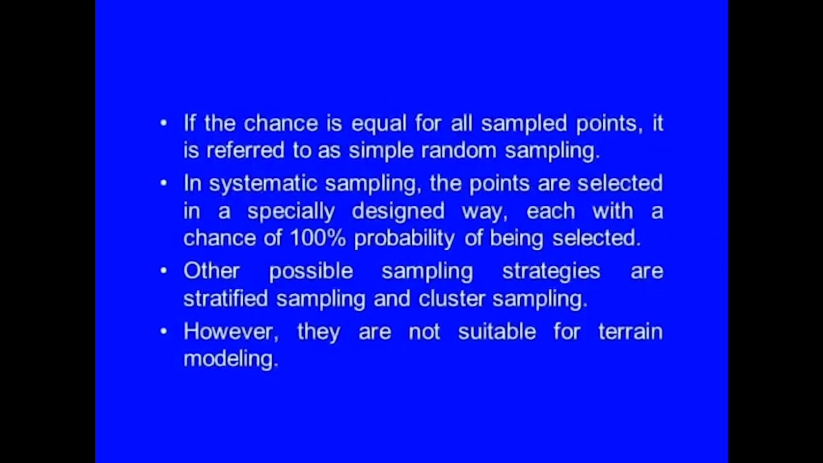If the chance is equal to all sampled points, it is referred to as simple random sampling. In systematic sampling, the points are selected in a specifically designed way, each with a chance of 100% probability of being selected. Other possible sampling strategies are stratified sampling and cluster sampling. However, they are not suitable for terrain modeling.